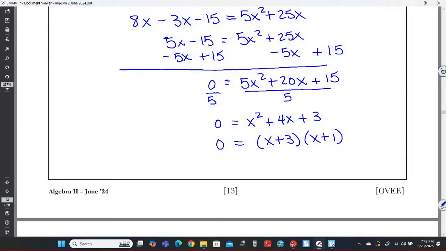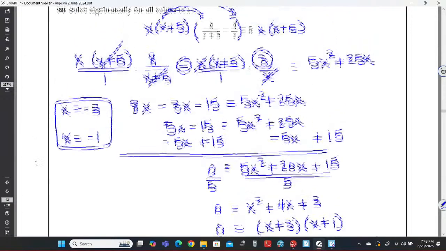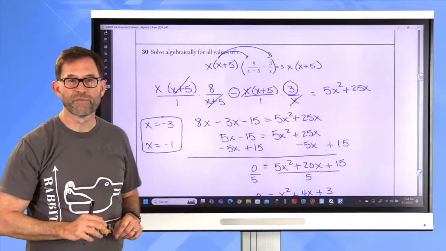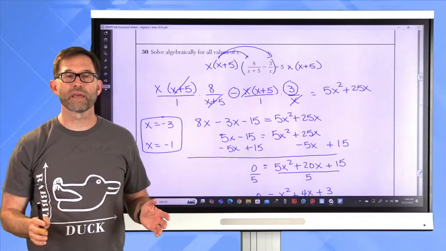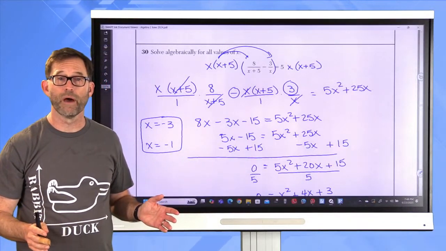x plus 3 times x plus 1, giving me two solutions. I'm going to write them up here because I want to be able to look at the original equation once I have them. All right. So I've got my two solutions, x equals negative 3 and x equals negative 1.